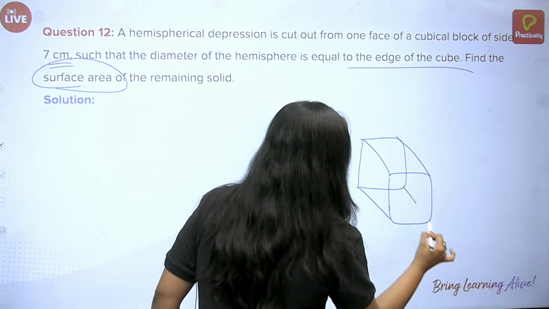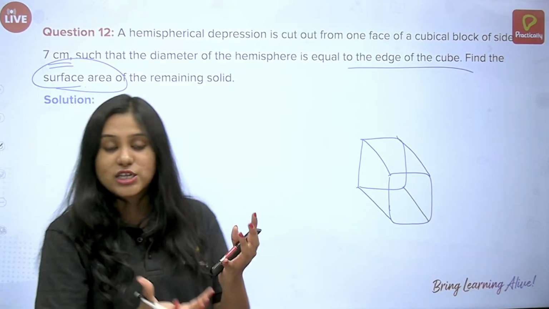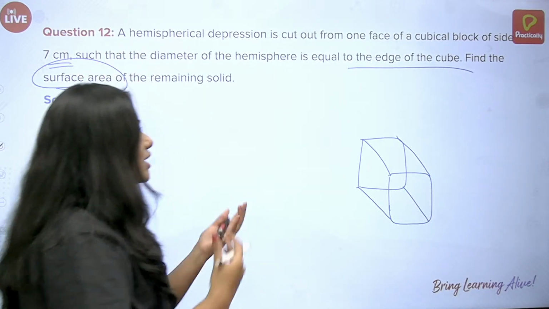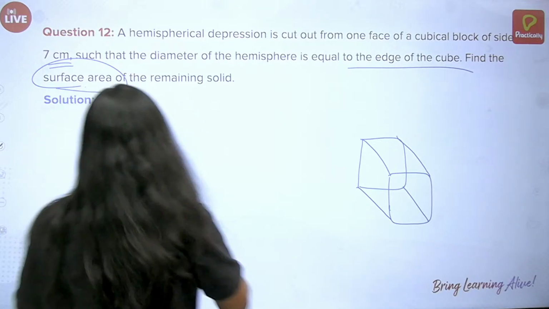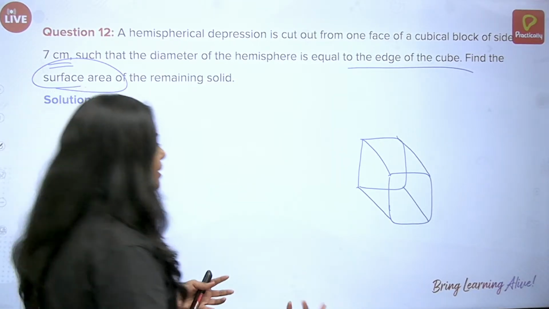So this is my cubical box, and what is done? A hemispherical depression, that is, it is scooped out. A hemisphere is taken out. That is what a depression is, correct? So let me just use another color to represent hemispherical depression.